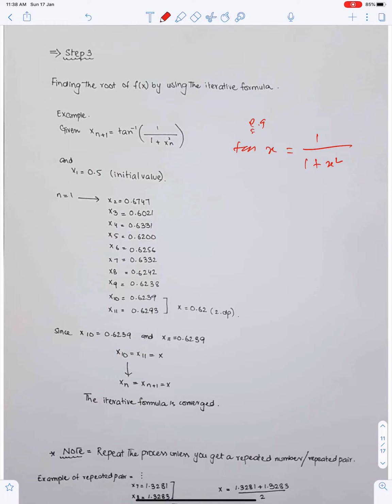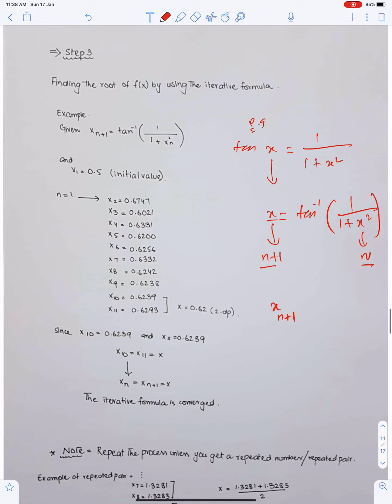How will you form the iterative formula? You just need to make this x the subject first, and then write n plus 1 here and n here. Why are we writing n plus 1 here and n here? I'll discuss this over here. So by writing n plus 1 here, we have x n plus 1 equals tan inverse of 1 upon 1 plus xn power 2. This is the way to form the iterative formula if the formula is not given.